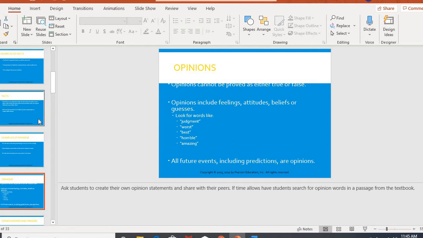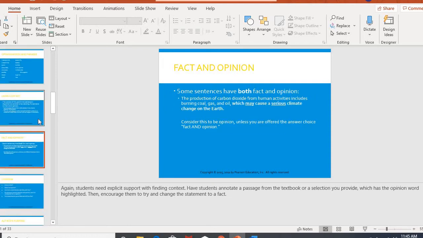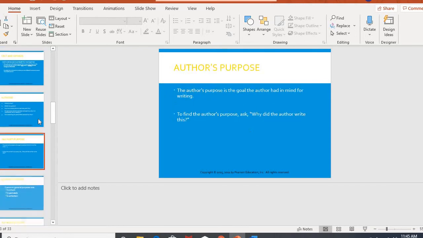Now, as we talked about, there are often times where you just have to look at the context to see whether an author is using a fact or an opinion. Very frequently, as we saw in a couple of our practices, authors will combine facts and opinions together. They'll have a partial fact, and then even a word or a phrase of opinion mixed in. So that was fact and opinion.